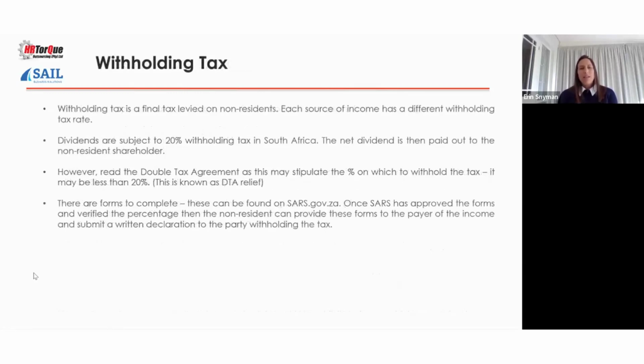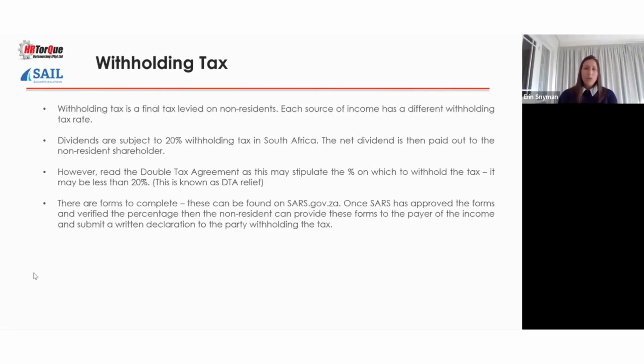From a withholding tax perspective, withholding tax is a final tax that's levied on non-residents. So if you do have investments offshore or abroad, you would sometimes see that your dividends have a withholding tax element to it, and that is tax that's been withheld and is a final tax. Now, each source of income, so each dividend, interest, royalties, all have different withholding tax rates. For example, dividends in South Africa are subject to 20% withholding tax. So that net dividend is then paid out to the non-resident shareholder, and that would be the final tax levied on that dividend. Now, if you were to read the double taxation agreement, that would stipulate the percentage at which to withhold the tax. It might be less than 20%.